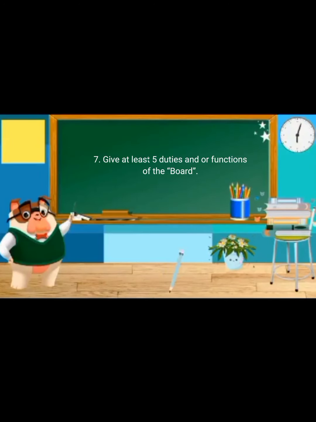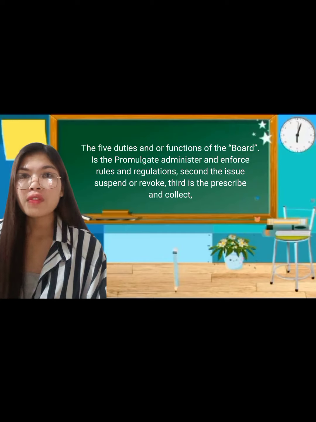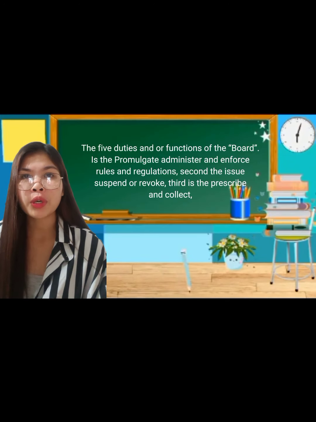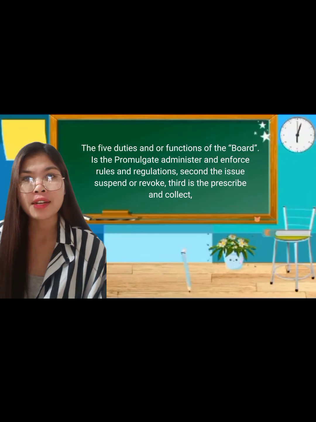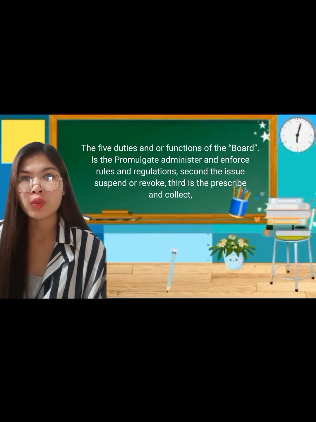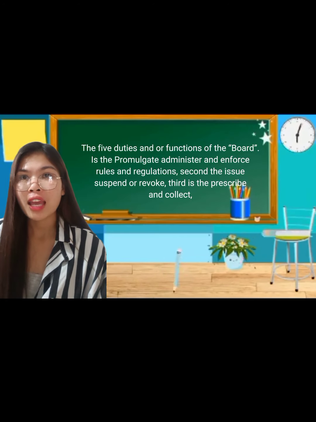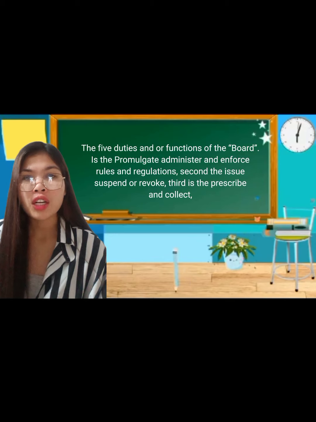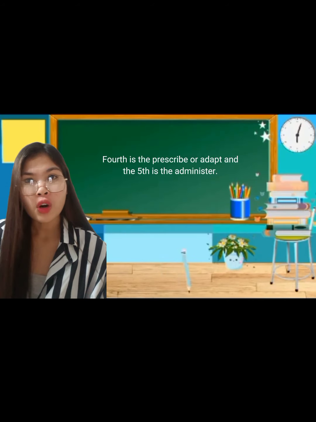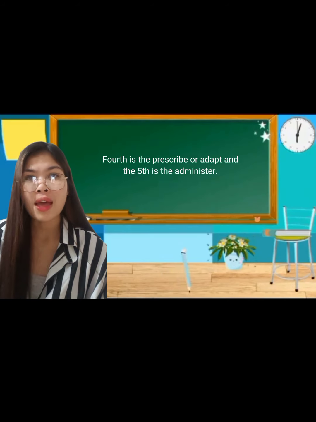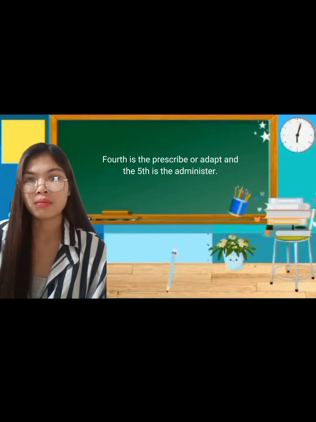7. Give at least 5 duties and/or functions of the board. The 5 duties and/or functions of the board: first is to promulgate, administer, and enforce rules and regulations. Second, to issue, suspend, or revoke. Third is to prescribe and collect. Fourth is to prescribe or adopt. And the fifth is to administer.